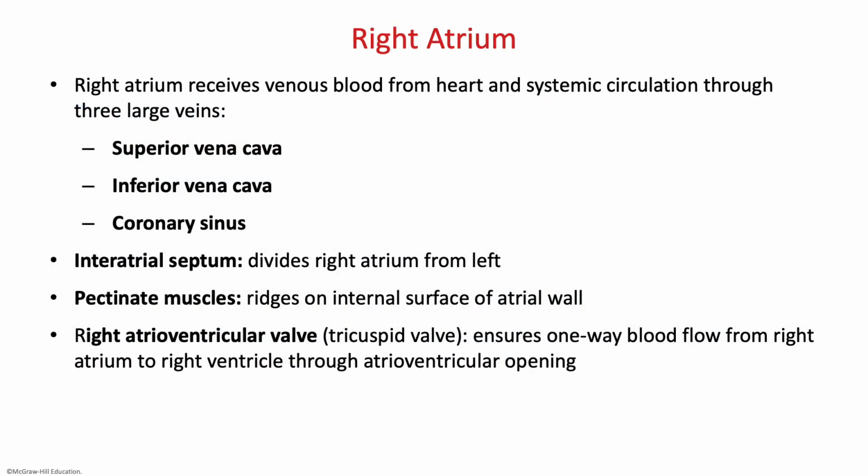The right atrium receives venous blood from the heart and systemic circulation through 3 veins: the superior vena cava, the inferior vena cava, and then the coronary sinus, which is located on the posterior side of the heart, which I'll show you a picture of. The interatrial septum, septum means wall, so this is a wall that divides your right atrium from the left atrium. Pectinate muscles are ridges on the internal surface of the atrial walls, and the right atrioventricular valve, the tricuspid valve, ensures one-way blood flow from your right atrium to your right ventricle through its opening.